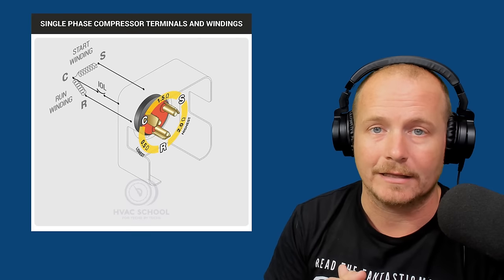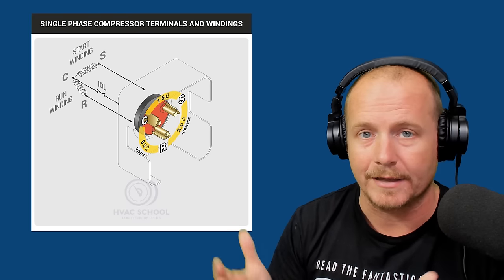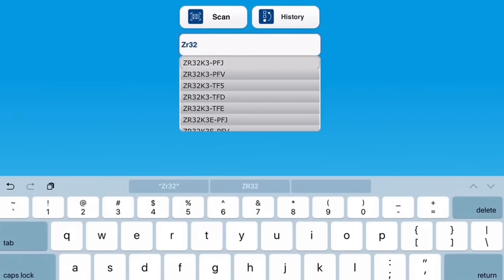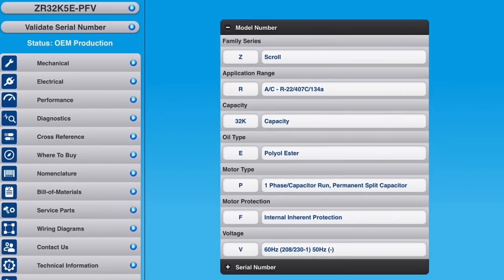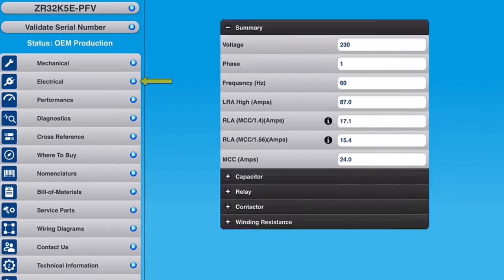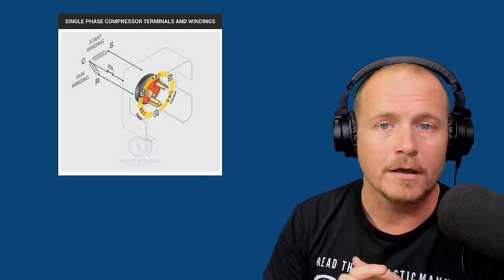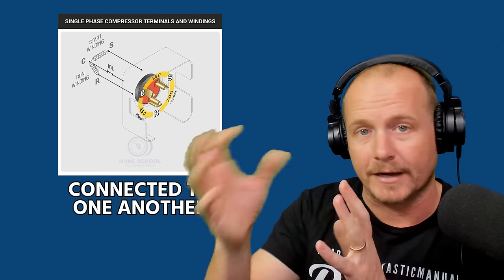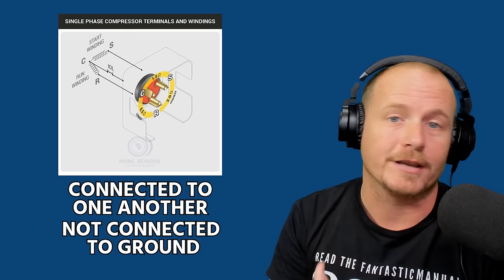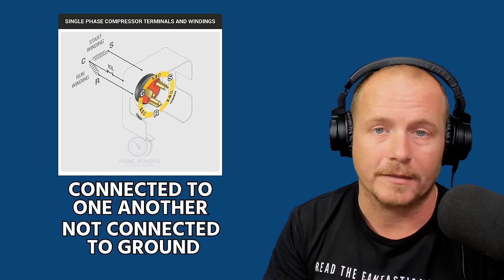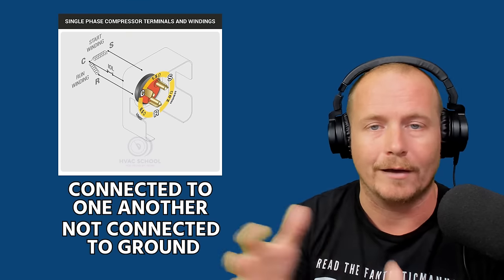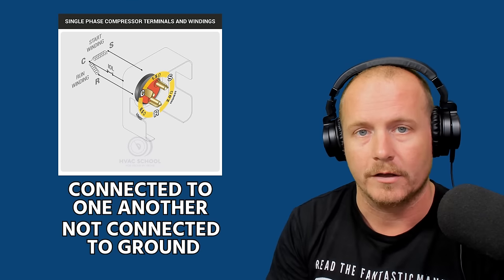You're not going to know exactly what those resistance numbers will be unless you have specific data from that manufacturer, which you can get from something like the Copeland mobile app to tell you what it should be. Not generally a super useful test to do in the field, but we do know that all of these terminals and all of these windings should be connected to one another, and they should not be connected to ground. And so that's one thing that we do check for regularly, is whether or not the windings are grounded or whether they have a path to ground using an ohm meter, measuring that resistance.